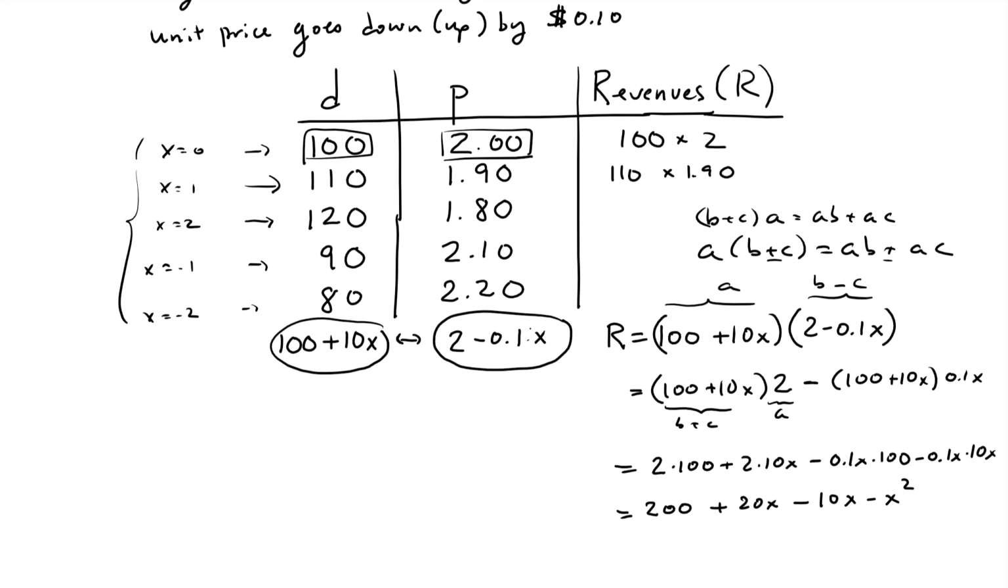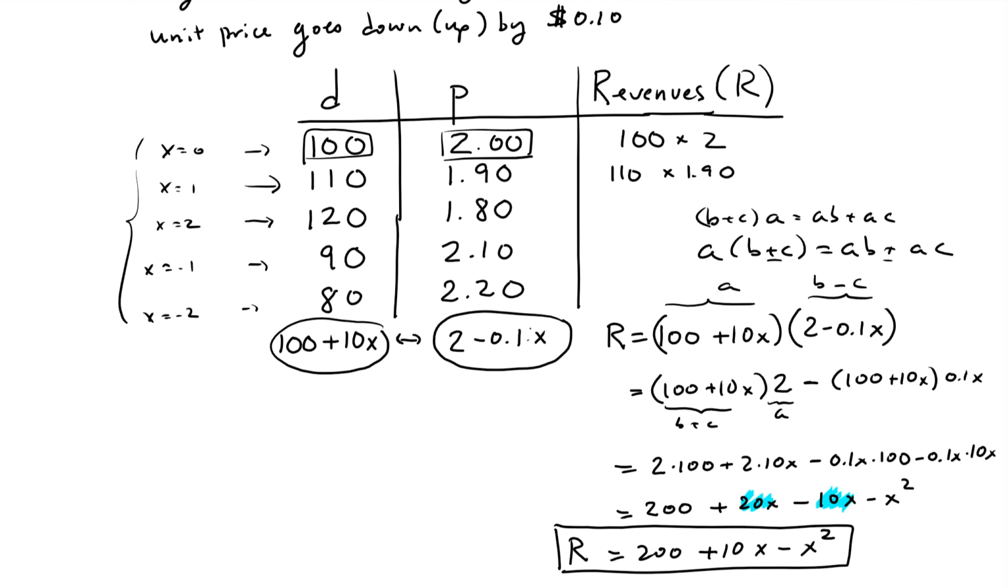But there are two x's, right? x times x is x squared. So finally, I can regroup like terms. I've got 20x, I've got 10x, so that's 200 plus 10x minus x squared. And that's my revenue according to what x is.